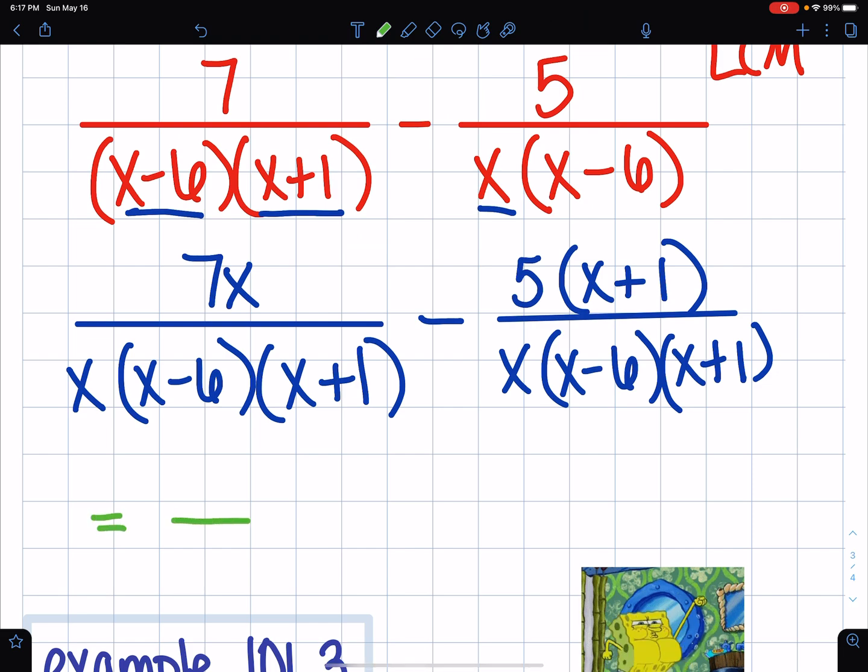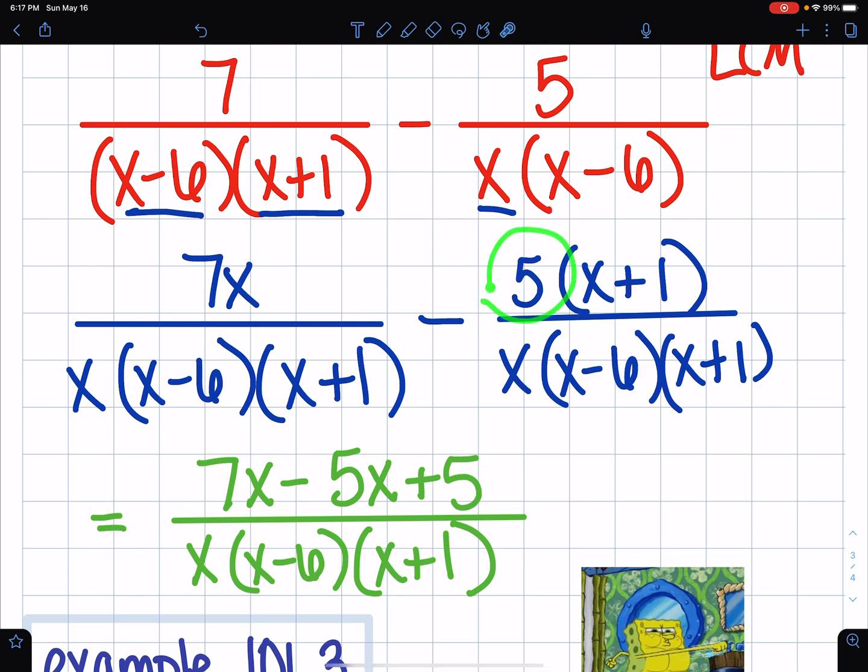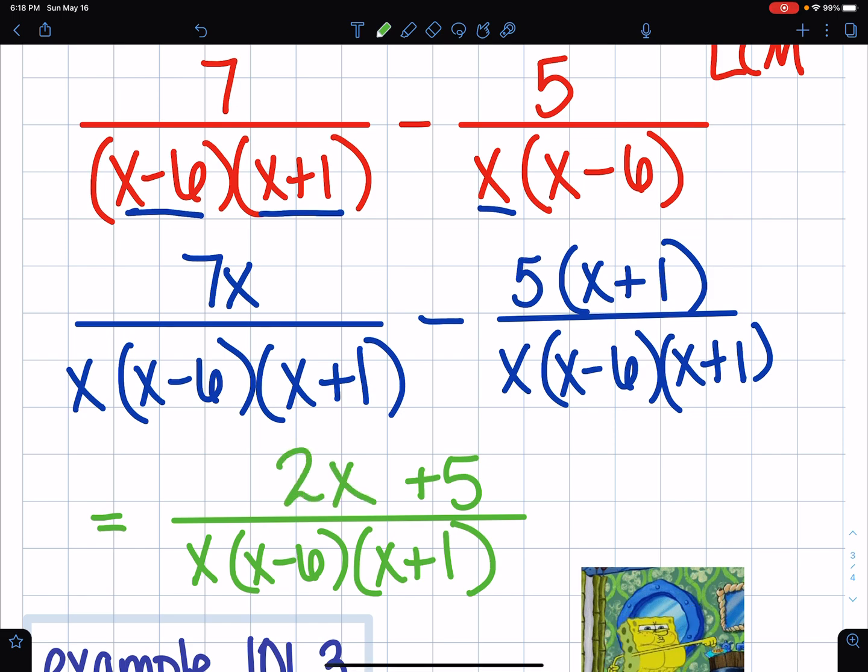Now, the answer you get, I clearly did not leave enough room on any of these. The answer that you get is going to have this common denominator. So it's going to have x, x minus 6, x plus 1. And then we just subtract the numerators. So it's going to be 7x minus 5x plus 5. Do you see how I multiplied this out? 5 times x and then 5 times 1. But you could also simplify it. 7x minus 5x is the same as 2x. So that is the final answer. Easy peasy. You're getting this.